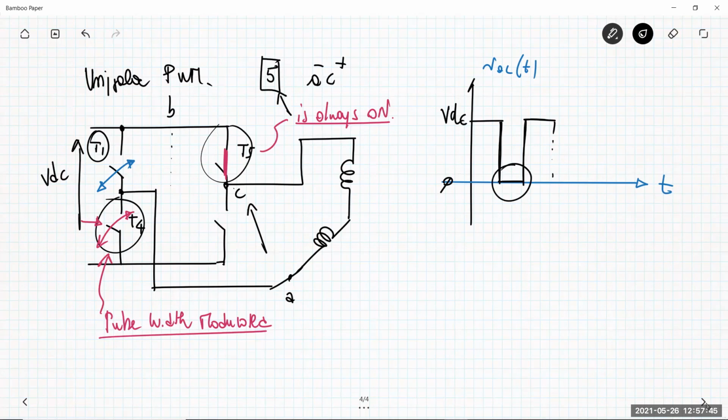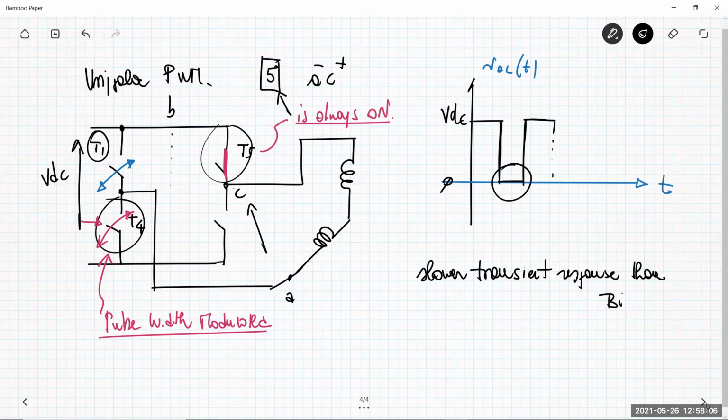So in terms of transient response, of course, this solution is slower than the bipolar one. But what is the always good feature of unipolar pulse width modulation? They have smaller current ripple.